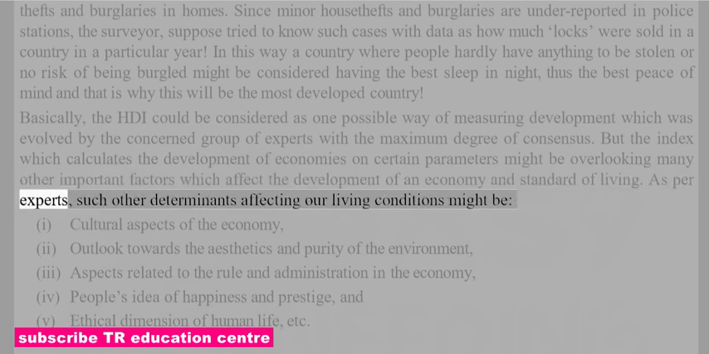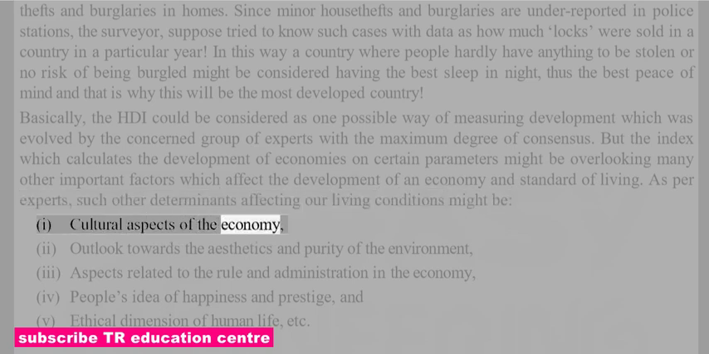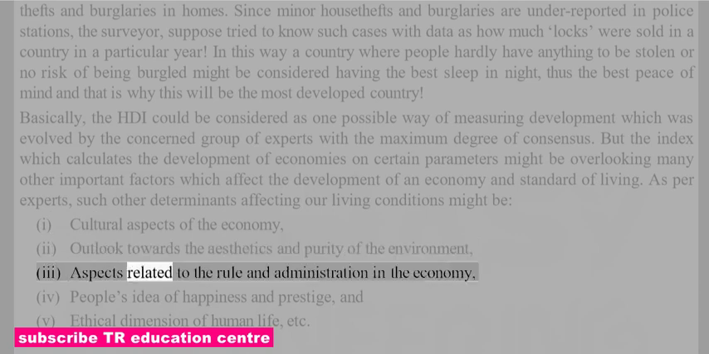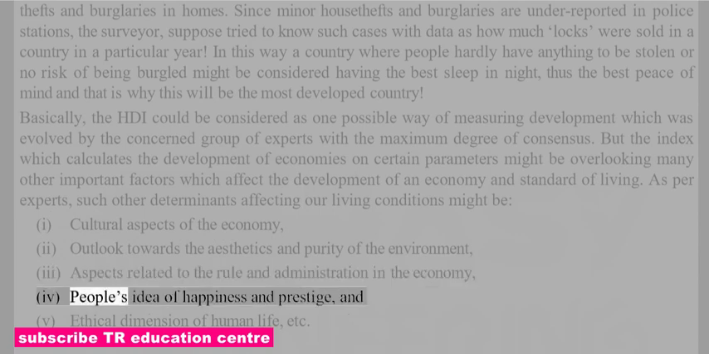As per experts, such other determinants affecting our living conditions might be: 1. Cultural aspects of the economy, 2. Outlook towards the aesthetics and purity of the environment, 3. Aspects related to the rule and administration in the economy, 4. People's idea of happiness and prestige, and 5. Ethical dimension of human life, etc.